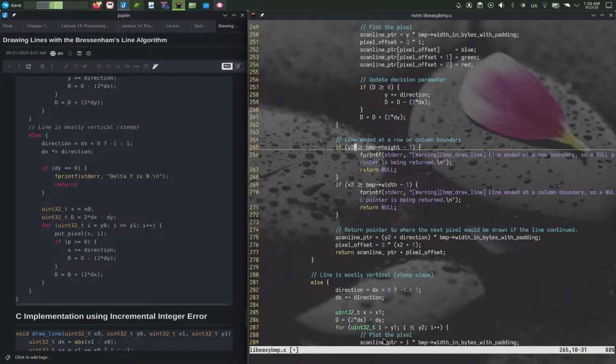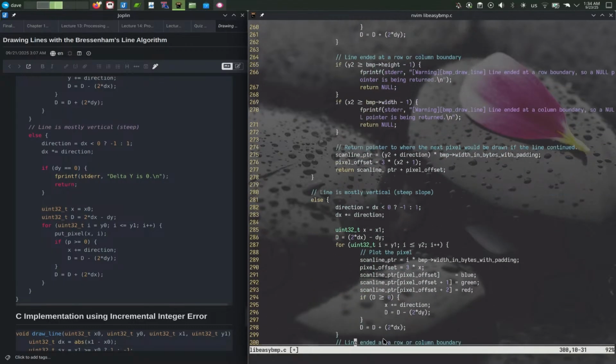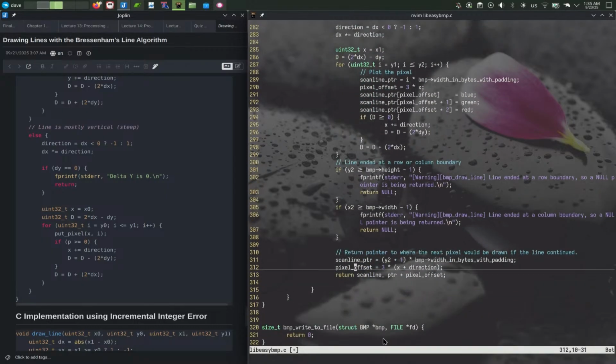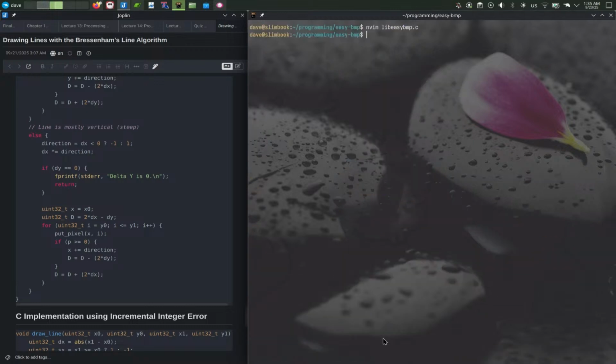Well, it's more like if y2. Yeah. Okay, cool. I think that's done. I can probably compile this now.